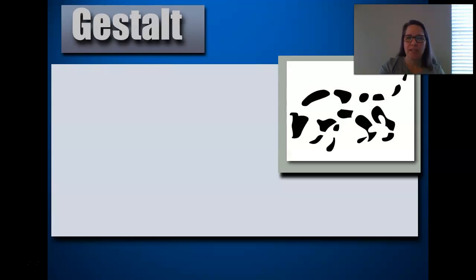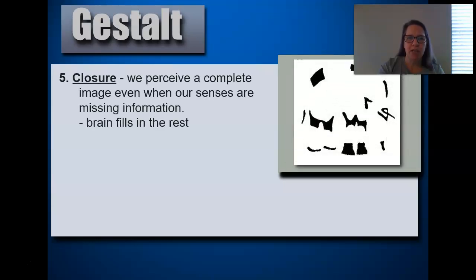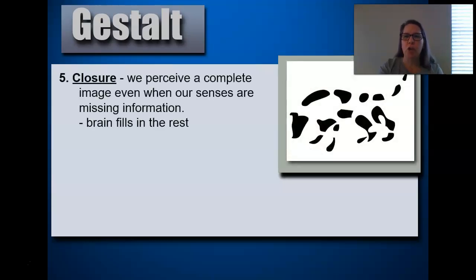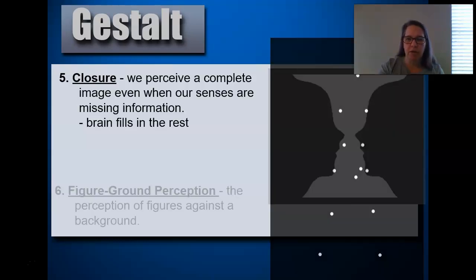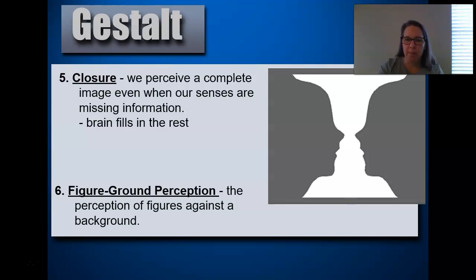Okay, what is in this image? What do you see? You are using the gestalt principle of closure. We perceive a complete image even when our senses are missing information. Our brain just fills in the rest of the information. So here you see a dog. And in the second picture, is that going to pop up? You saw an elephant. Okay, here you saw a person walking.